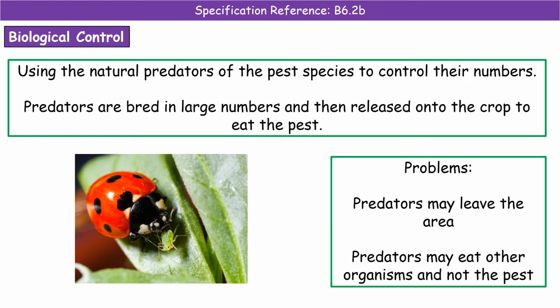Firstly, those predators that we've bred to eat the pests may just decide that they're going somewhere else and leave the area. It's a problem. And they may decide that actually they don't want to eat that pest, they want to eat that other insect instead. So your pest problem is still a problem.